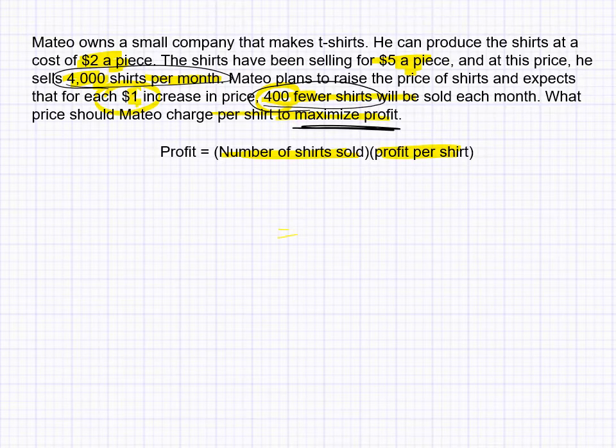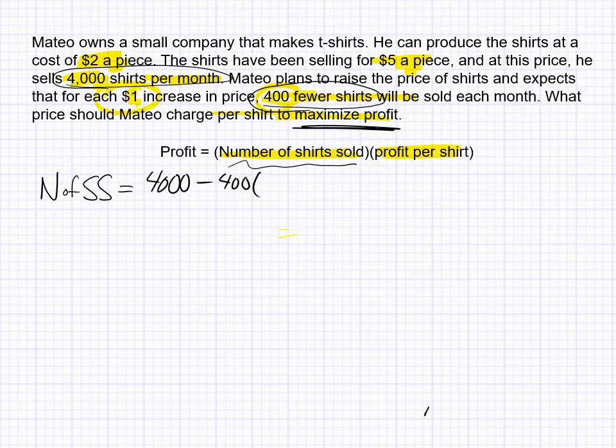So first thing we're looking at is how to come up with the number of shirts sold. So the number of shirts sold, let's go N of SS. Okay, number of shirts sold. Well, we start off with 4,000 and we're going to subtract off of that. Well, how are we going to subtract off of that? There's going to be 400 per increment of increase over $5. If you look at the difference between the selling price before and the selling price now, it would be whatever the new selling price is minus 5, because the original selling price was $5 a piece.